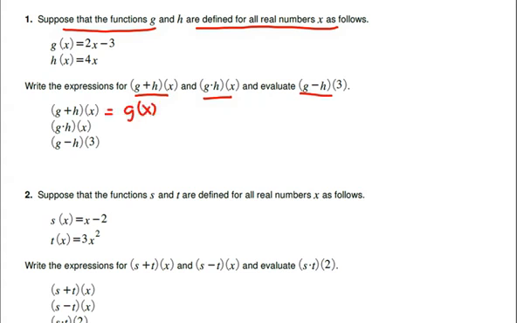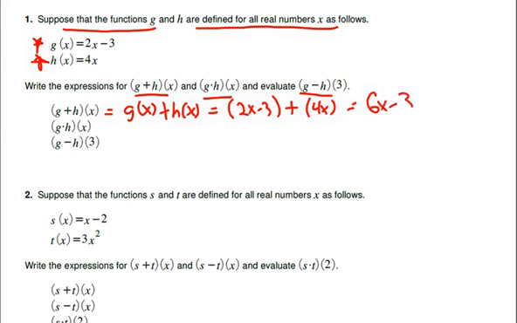Alright, so the first one, like we said, g plus h evaluated at x is just g of x plus h of x, and that's equal to 2x minus 3 plus 4x. If we do the 2x and the 4x, combining those terms, we have 6x minus 3.